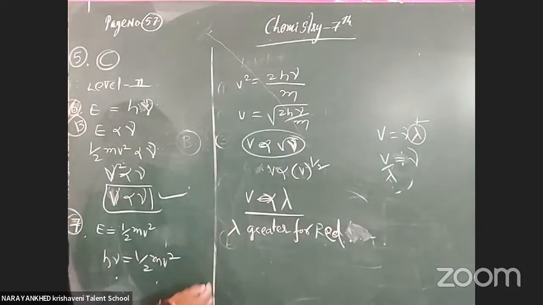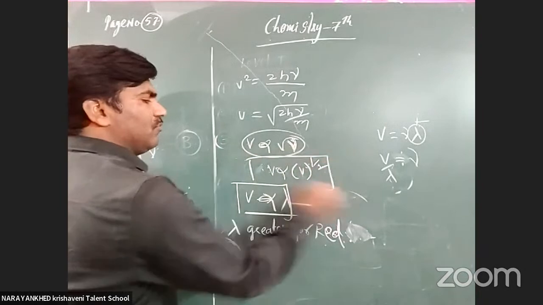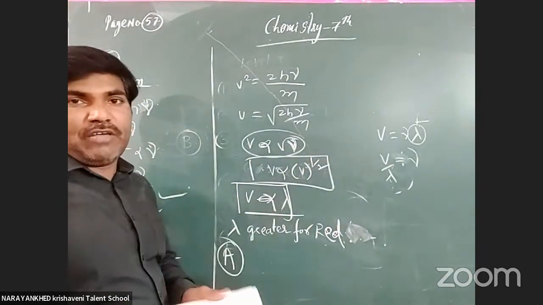Then what is the answer? A. Seventh answer is A. Okay, the relation you have to know. Based on this relation, we have to write. Yes, next. Please note down up to here.